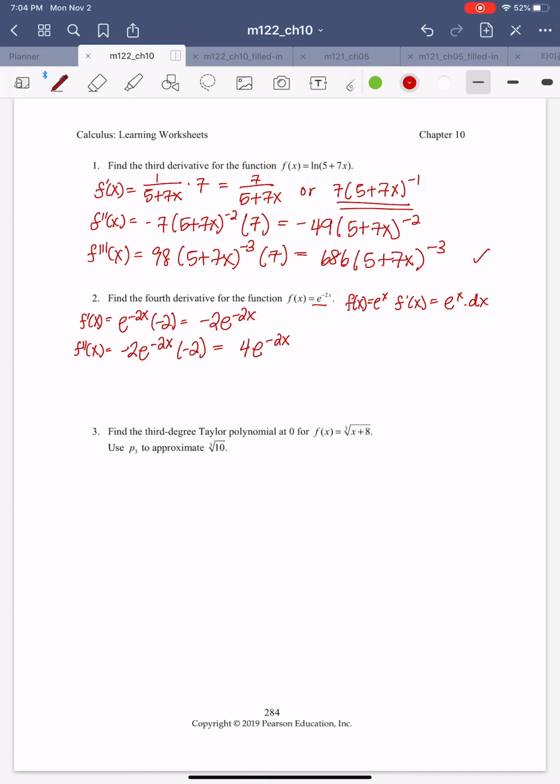Third derivative: this coefficient, and then this whole thing remains the same, and then we just have to take the derivative of our exponent. So there's my 4 e to the negative 2x, and the derivative of negative 2x is negative 2, making negative 8 e raised to the negative 2x.